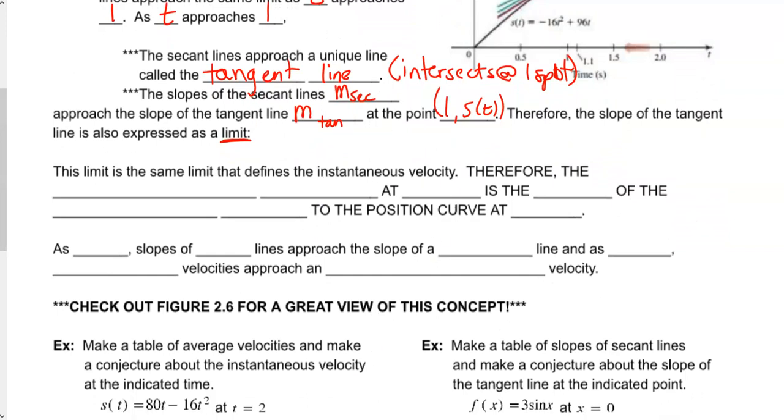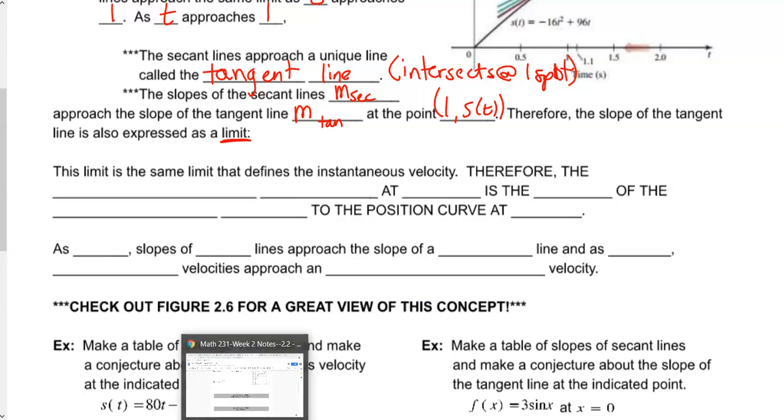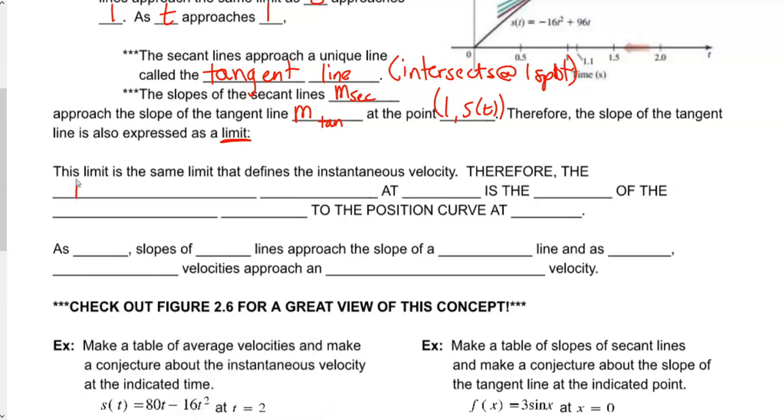Where we saw that the average velocity equals the slope of the secant, therefore the instantaneous velocity at t equaling 1, for this example, is the slope of the tangent line to the position curve at t equals 1.